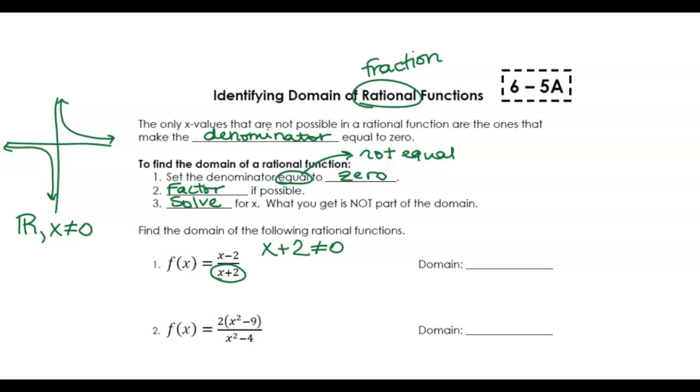And even though that equal sign is a not equal sign, I still want to solve for x. So how do I solve for x? I'm going to subtract 2. And 0 minus 2 is negative 2. So I just found out what x cannot be. If x is negative 2, negative 2 plus 2 is 0, and I'd have a denominator of 0, and I don't want that. So my domain for this hyperbola turns out to be all real numbers, except, comma, what? X is not equal to negative 2. There you go. That's what we're doing today.